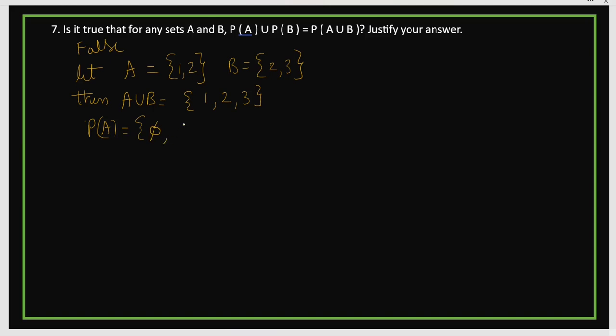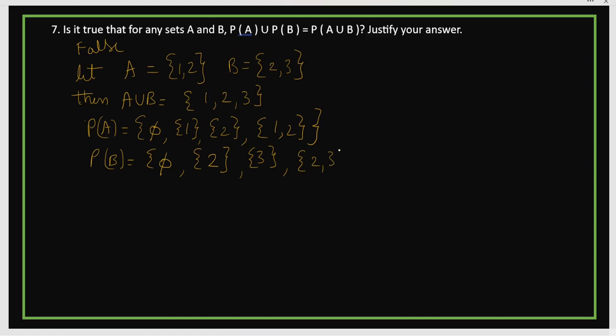First, the null set, {1}, {2}, {1, 2}. This is the power set of A. Power set of B: null set, {2}, {3}, {2, 3}. Right? What is P(A union B)? This is the one.